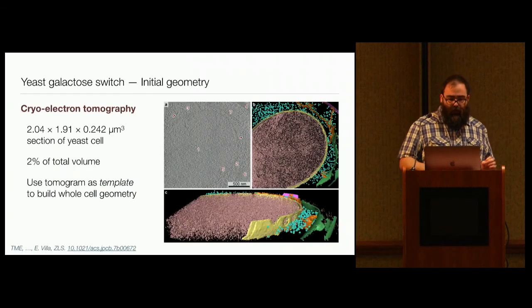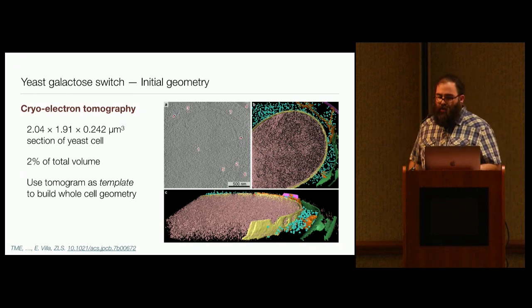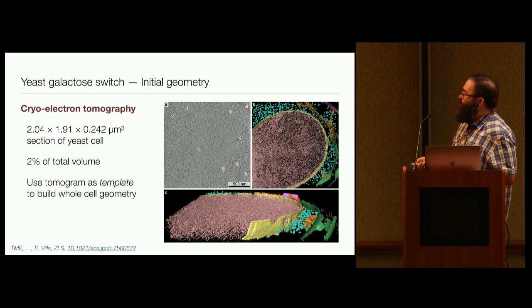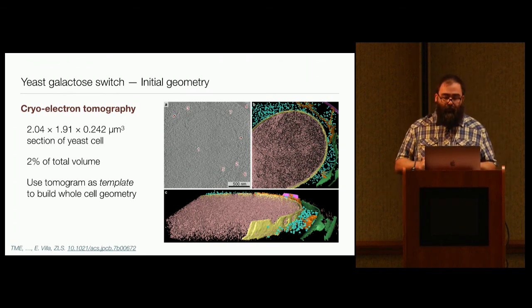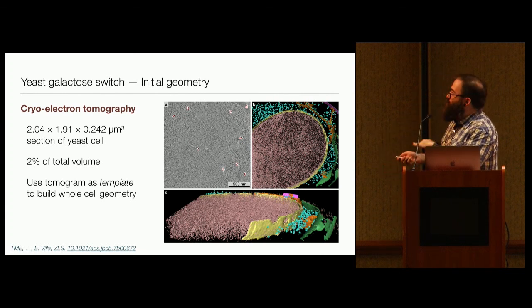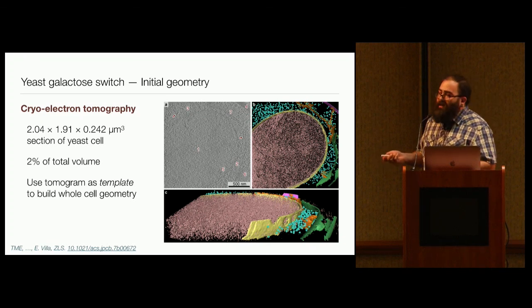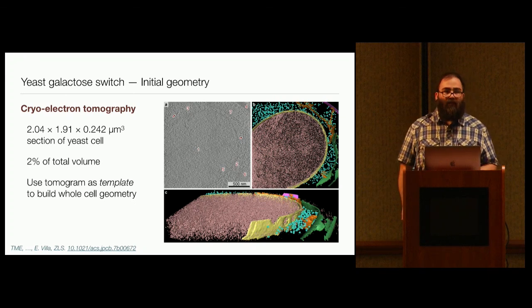So for the yeast switch, we need some sort of geometry in which to run these reactions. The geometry that I chose to use was from cryo-electron tomograms of yeast from Elizabeth Vila's lab. So basically what we have here is a 2 micron by 2 micron by a 1/4 micron segment of a yeast cell, and this is intersecting part of the nucleus and part of the cell wall. This is the cell wall out here. And this only takes up 2% of the volume of the cell, so we can't actually use this entire thing to run our simulation in.